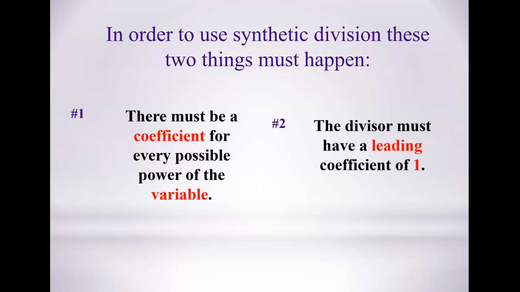And the second is, and this is the big one, if this doesn't happen, then you are not able to use synthetic division and you've got to go with long division. The divisor must have, and this is why we talked about standard form and leading coefficients, a leading coefficient of one and only one. So again, you have your dividend over your divisor. And what that means is that no matter what is happening down here, the first value must be a one.